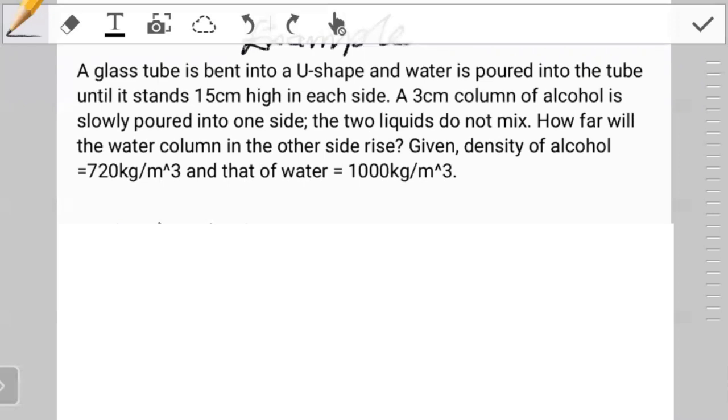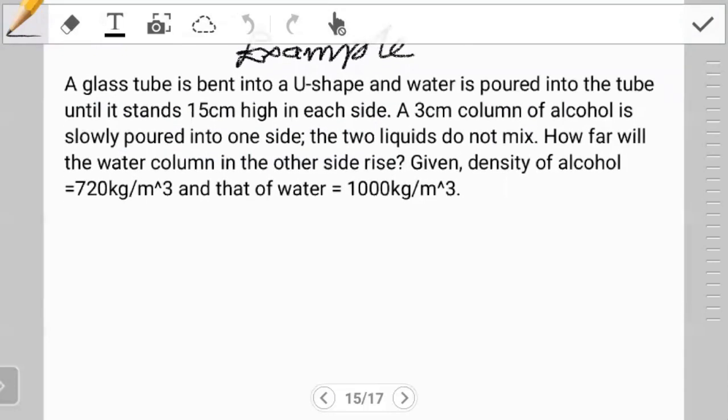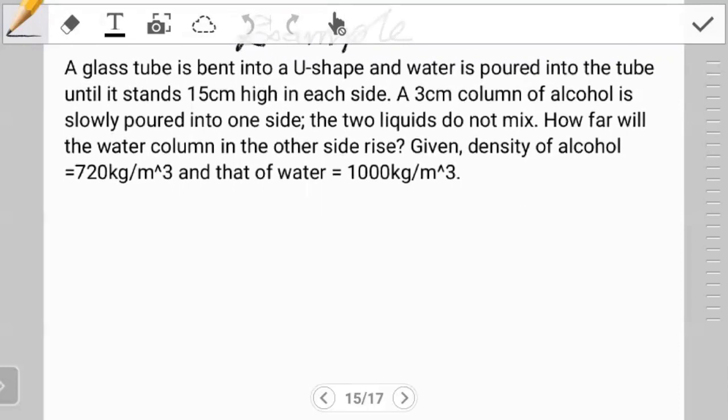Otherwise, I hope you've had time to go through the question and you understand exactly what we're trying to find. So the question says we have a glass tube which is bent into a U shape, and water is poured into the tube until it stands 15 centimeters high in each side. A 3 centimeter column of alcohol is slowly poured into one side. The two liquids do not mix. How far will the water column in the other side rise?